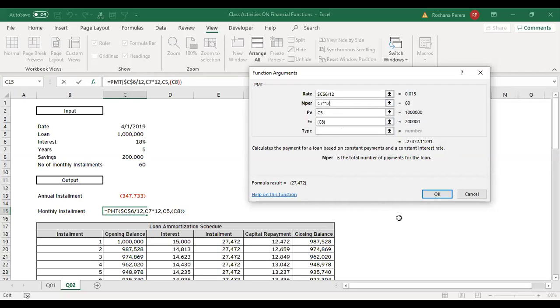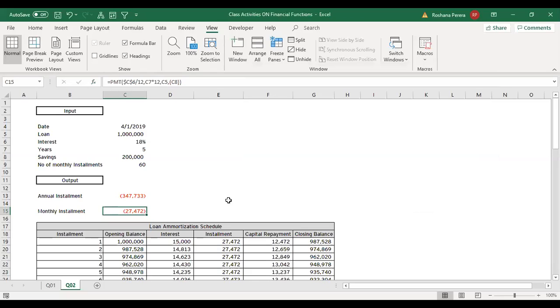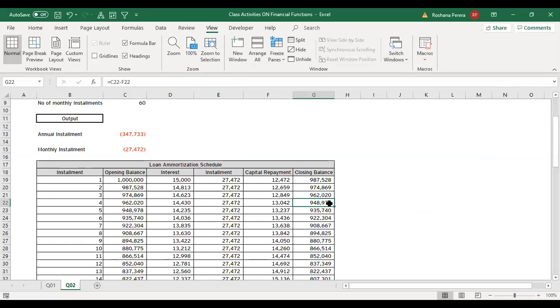So here we have assumed you will be paying at the end of the month, so therefore we have simply ignored this type. Then you could say okay, and take us to the bottom of the loan amortization schedule. You start with opening balance, interest, installment, capital repayment, and the closing balance.